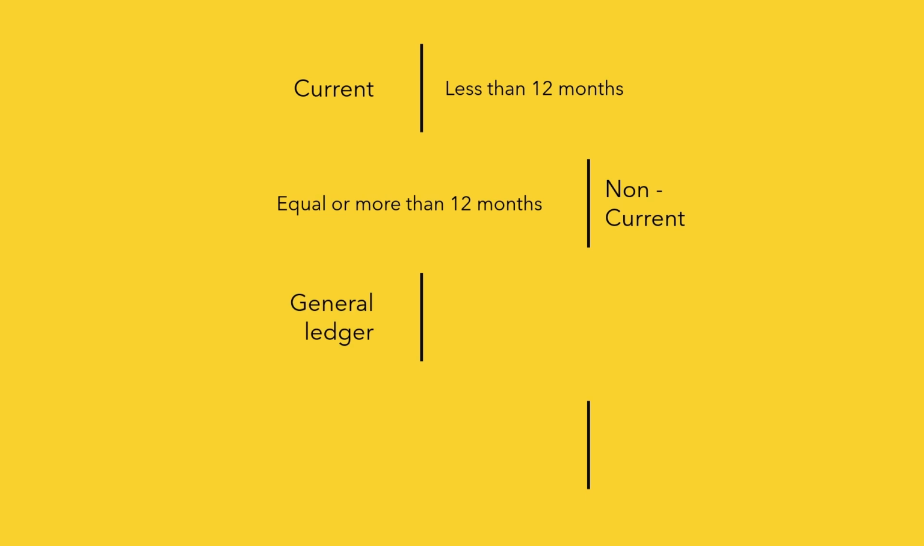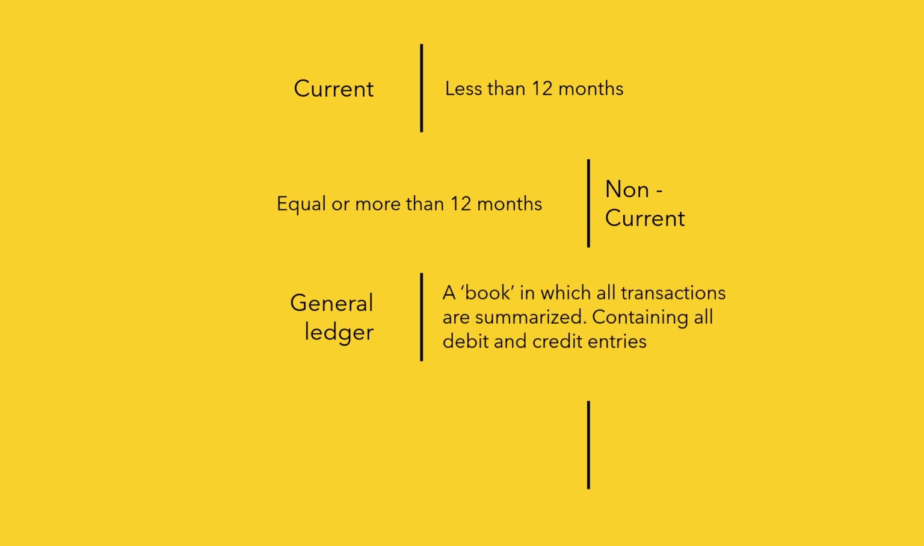Then we have a general ledger, and a general ledger is a book in which transactions are summarized and contain all debits and credits. So what book do we use to capture various transactions? That would be your journal.